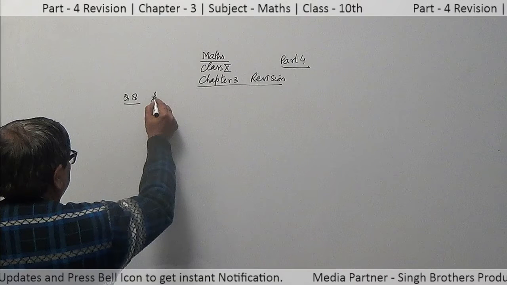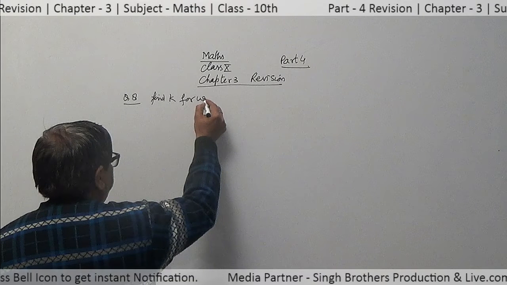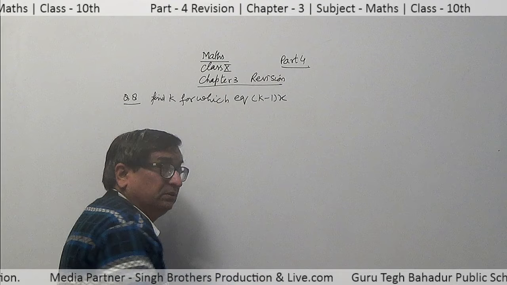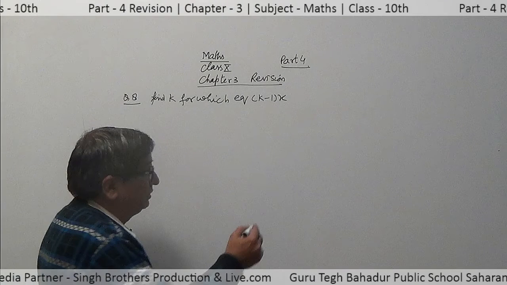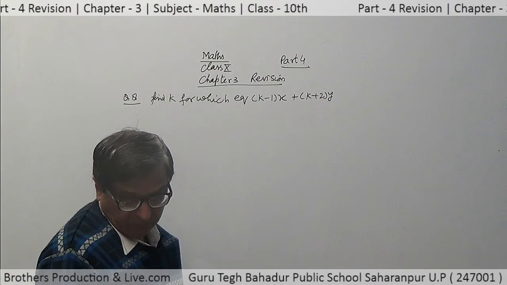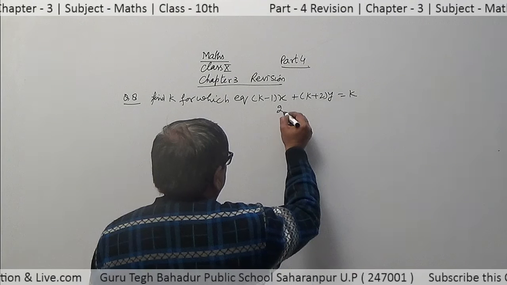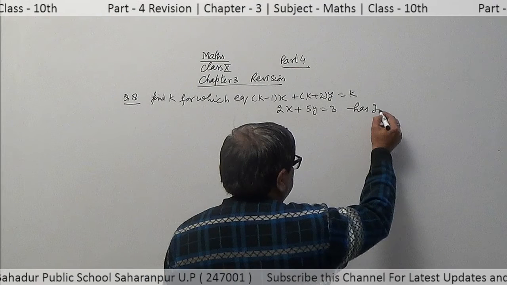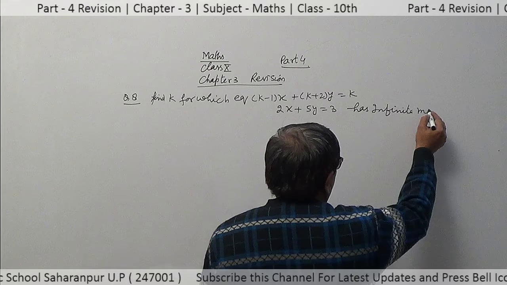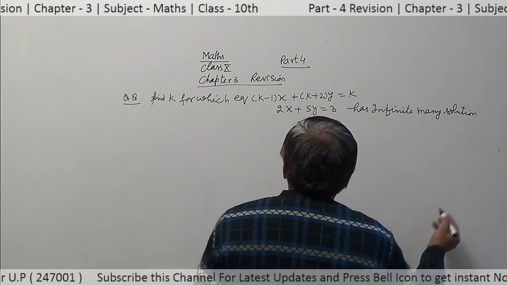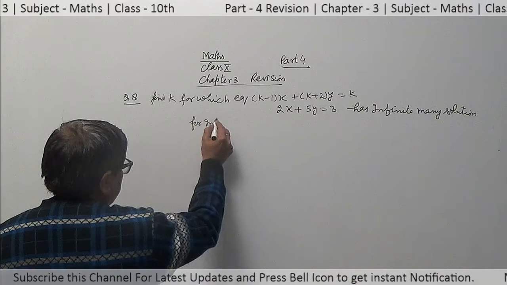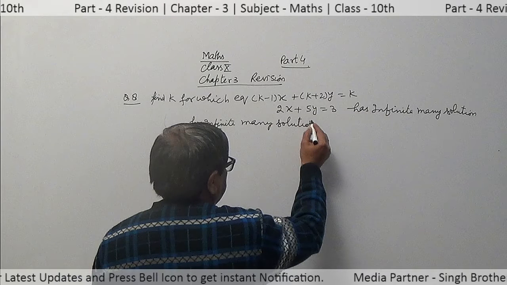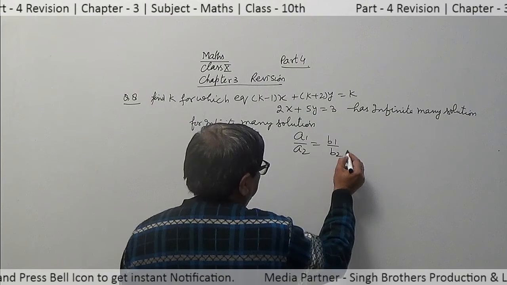Find k for which the equation (k minus 1)x plus (k plus 2)y is equal to k, 2x plus 5y is equal to 3 has infinitely many solutions. So, for infinitely many solutions, a1 upon a2 is equal to b1 upon b2 is equal to c1 upon c2.